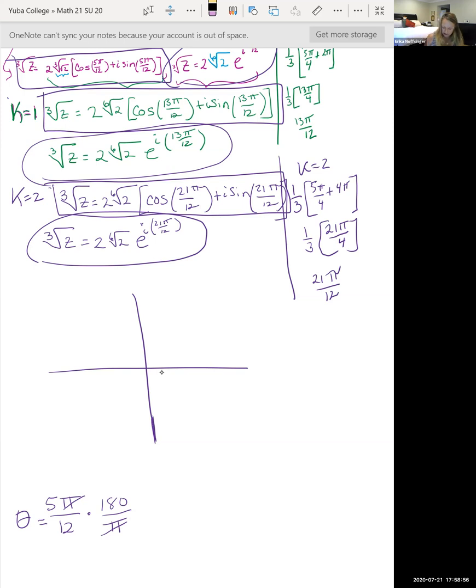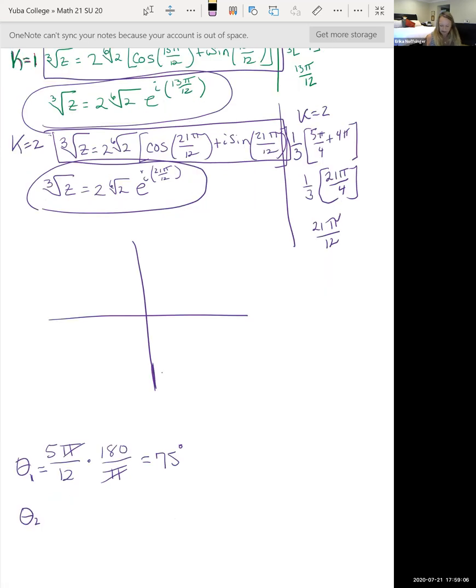That's 75 degrees. Maybe call this theta sub 1. Theta sub 2. When k was 0, or I guess we could call that 0 because k was 0. This was 1. Let's convert that. That was 13 pi twelfths. Converting it to degrees, so 180 over pi, we get 195 degrees.